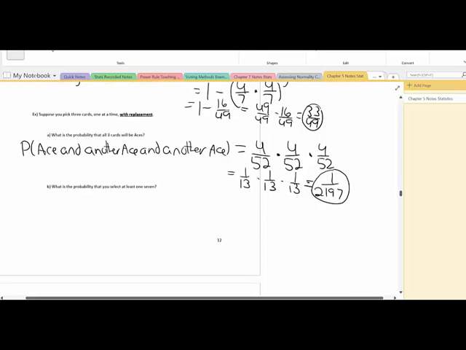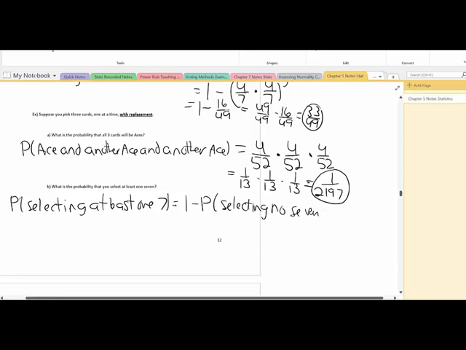Okay, what is the probability that you will select at least one 7? So again, we're going to use its complement. So the probability of selecting at least one 7 is 1 minus the probability of selecting 0 sevens. Now remember, we're picking 3, so it's 1 minus the probability of not selecting a 7.